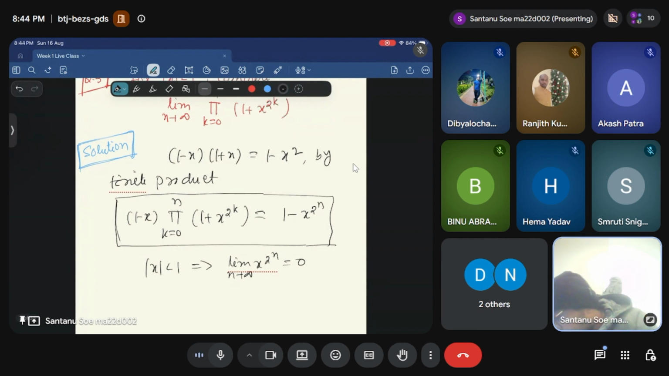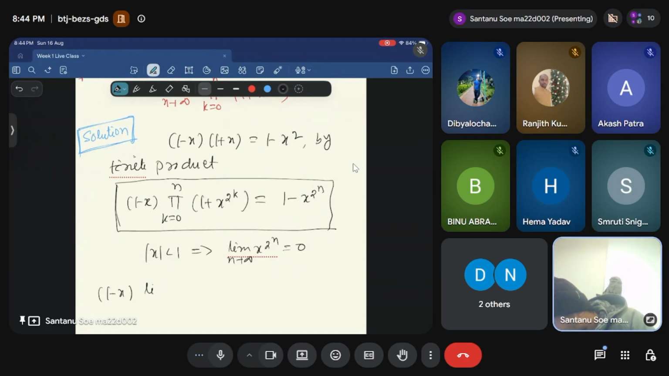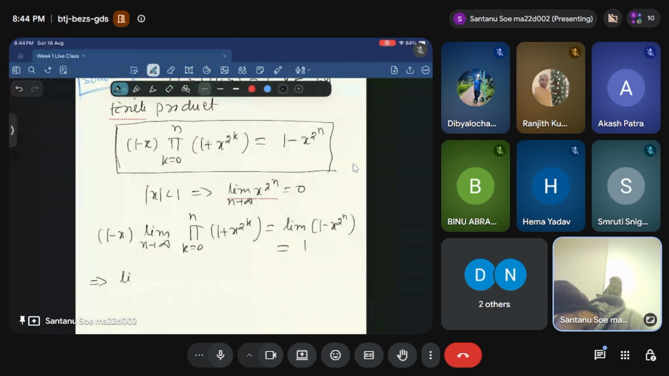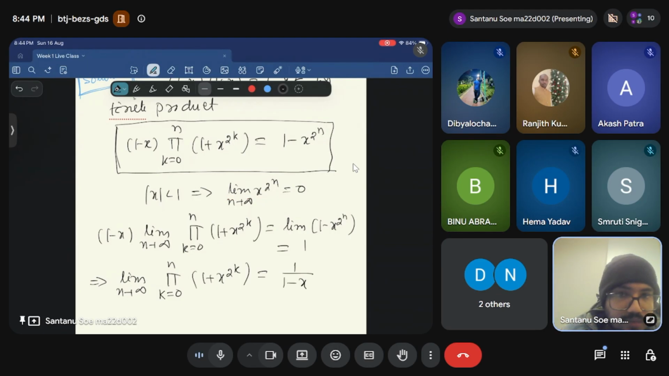Isn't it? So you take the limit on both sides. So this will be the product from k equals 0 to n of 1 plus x to the power 2 to the power k, and this will be the limit of 1 minus x to the power 2 to the power n. So this will be just 1, correct? So the limit as n tends to infinity of the product for k equals 0 to n of 1 plus x to the power 2 to the power k is 1 divided by 1 minus x.